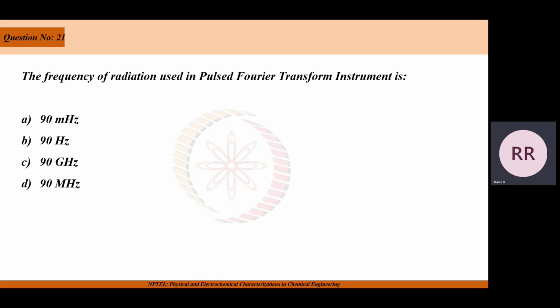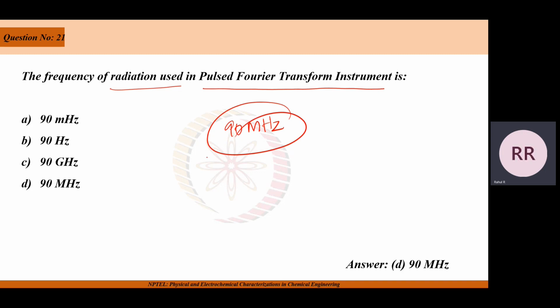Okay, I think you guys got enough time to think about the answer. So let me discuss the answer with you. The frequency of radiation used in a pulse Fourier transform instrument is 90 megahertz.